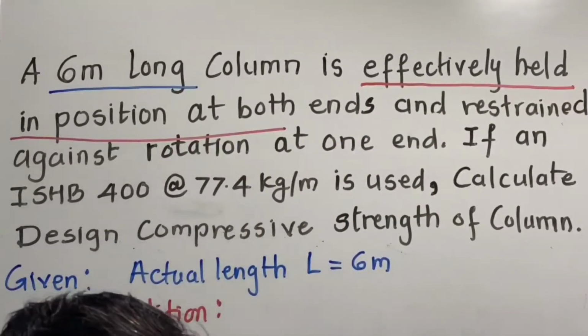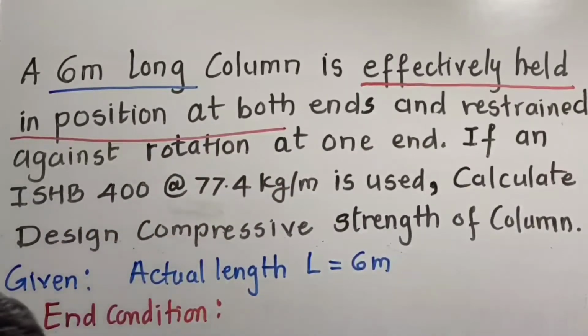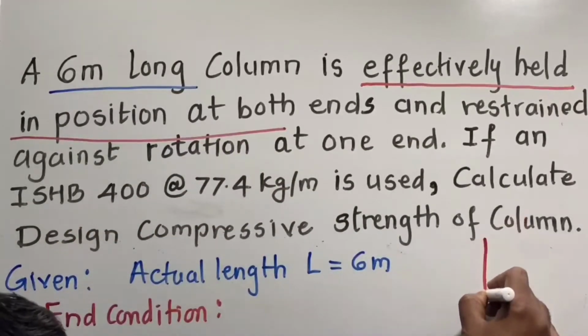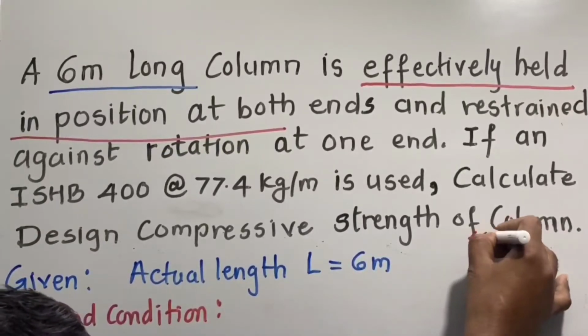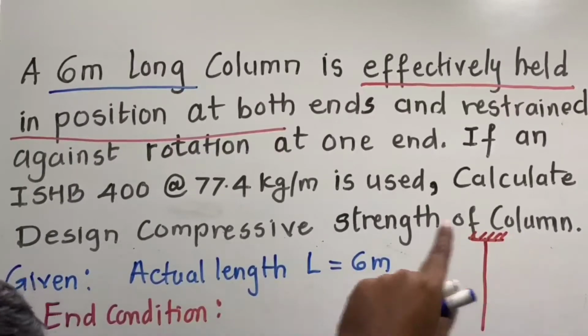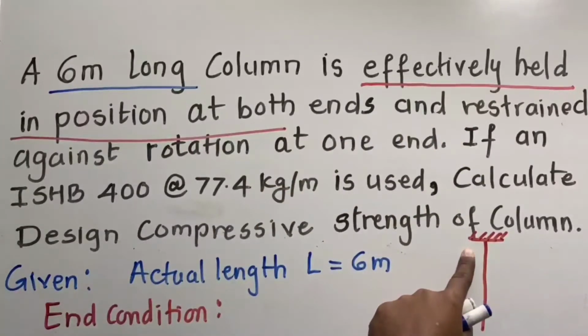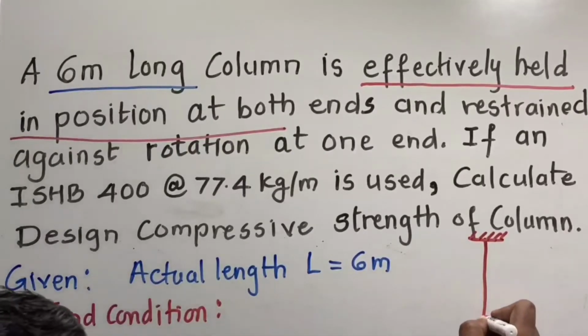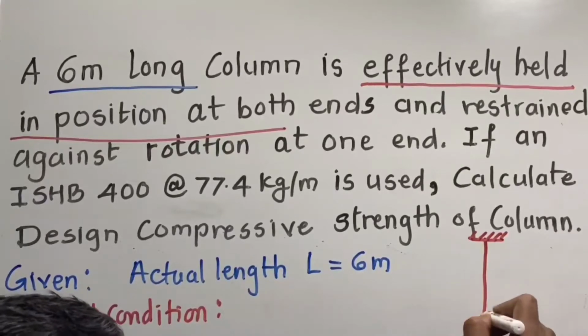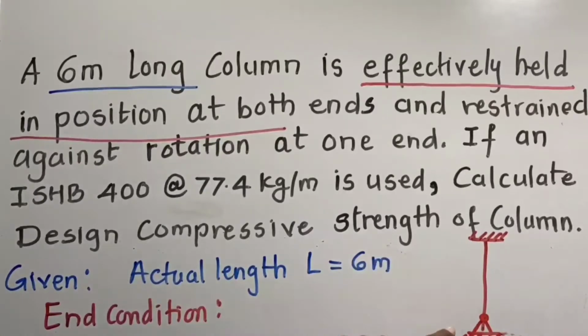Effectively held in position at both ends means translation is not allowed. Restrained against rotation at one end means at one end, the fixed end, the translation and rotation are both restrained, whereas at the other end only translation is restrained and rotation is permitted. So this is a case of one end fixed, other end hinged.